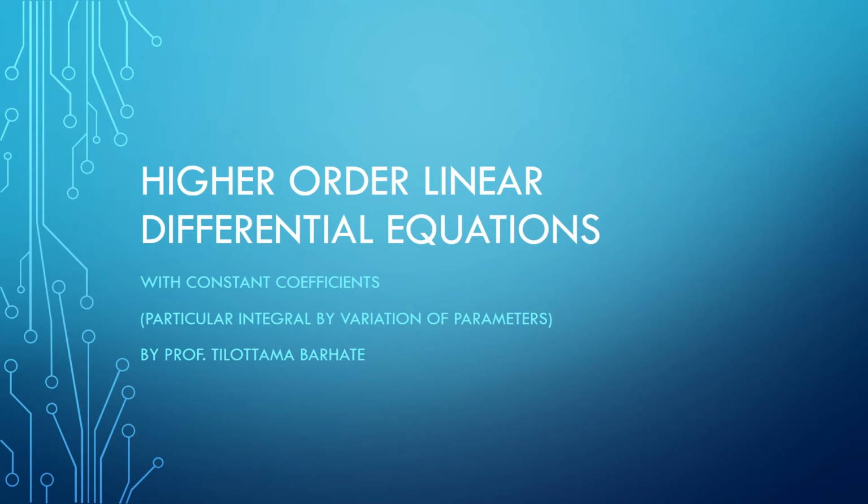Today's session is on a new method for finding particular integral. It is called variation of parameters. Till now, in all earlier videos, we were working with a method to find particular integrals by different rules. Those rules give answers very easily. That's why those rules are called shortcut rules. Now this is another method which we are going to discuss during this video.